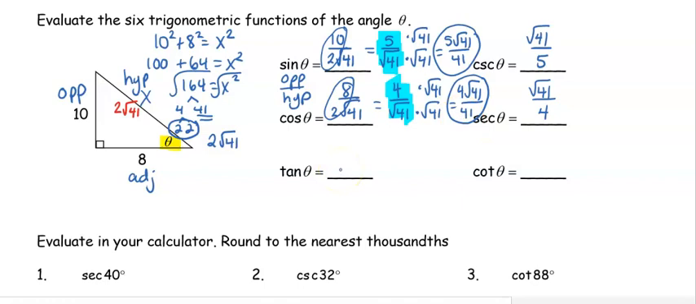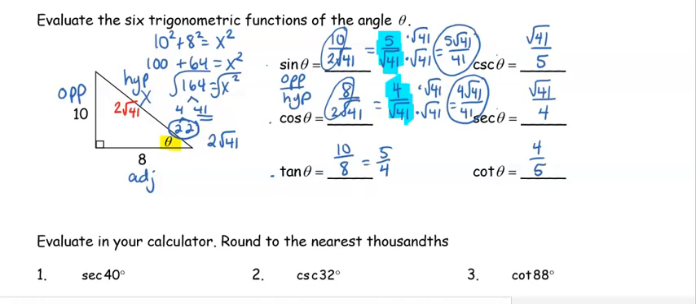And then finally, some easy ones. Tangent, opposite over adjacent, reduces down to 5 over 4. Cotangent, 4 over 5. No worries about having to rationalize anything there. So sine, cosine, tangent, those are our reviews from geometry. Cosecant, secant, cotangent are the reciprocals of what we already knew.